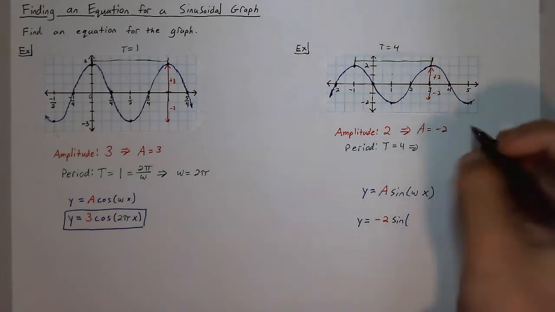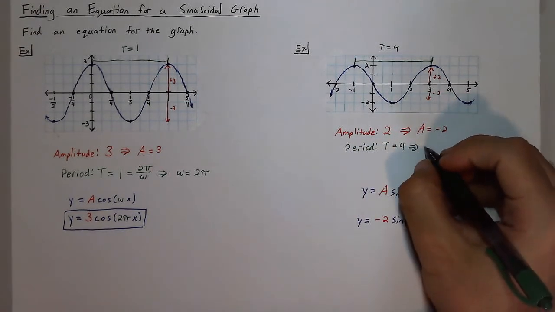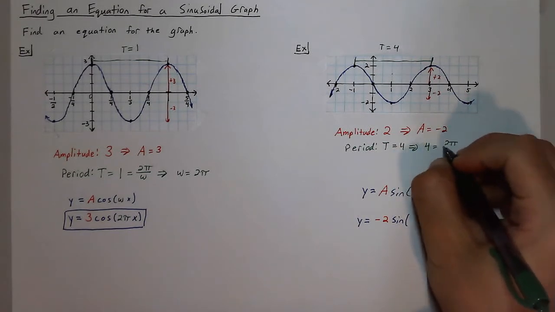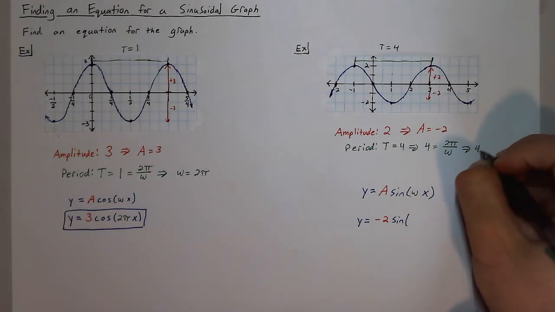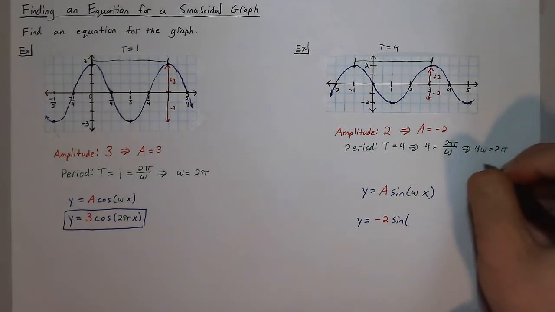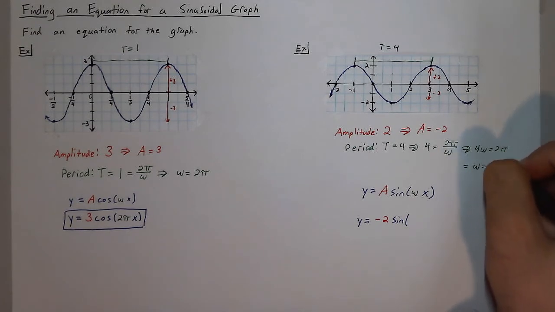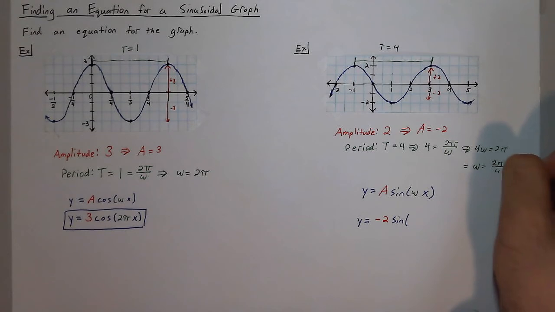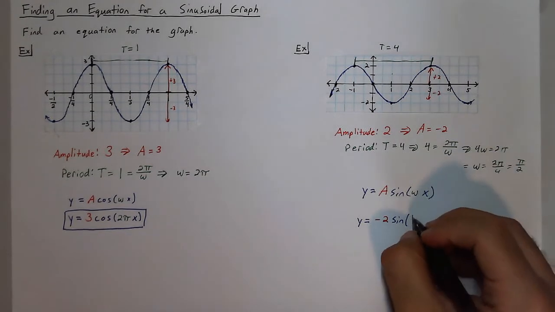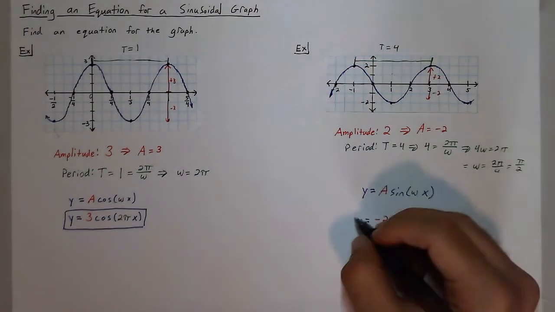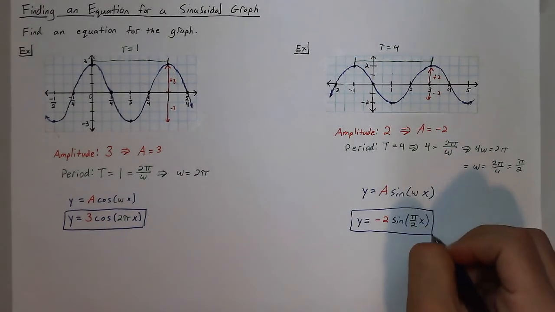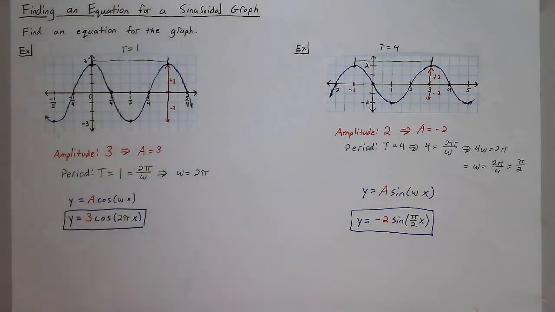which means that we need to figure out the value of omega by setting 4 equal to 2 pi over omega. Multiply each side by omega, gives us 4 omega equals 2 pi. Divide by 4, and we'll see that omega is equal to 2 pi over 4, which is pi over 2. So we'll put pi over 2 x. And that is how you find an equation for a sinusoidal graph.